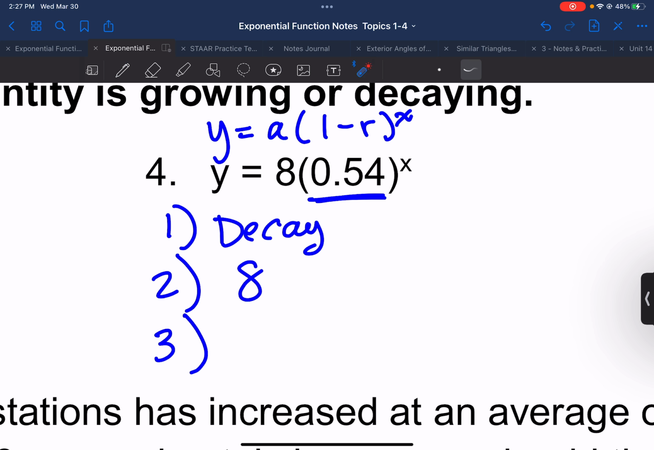So again, I have to ask myself, what did I have to subtract from 1 to get 0.54? What did you have to subtract? You had to subtract 0.46, right? Which is also 46%.